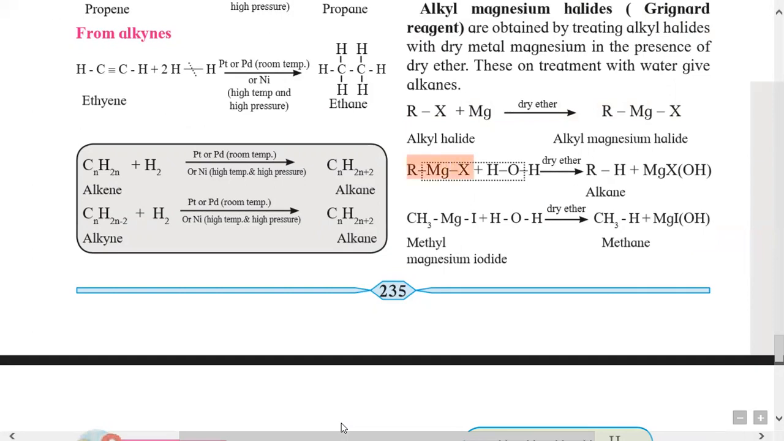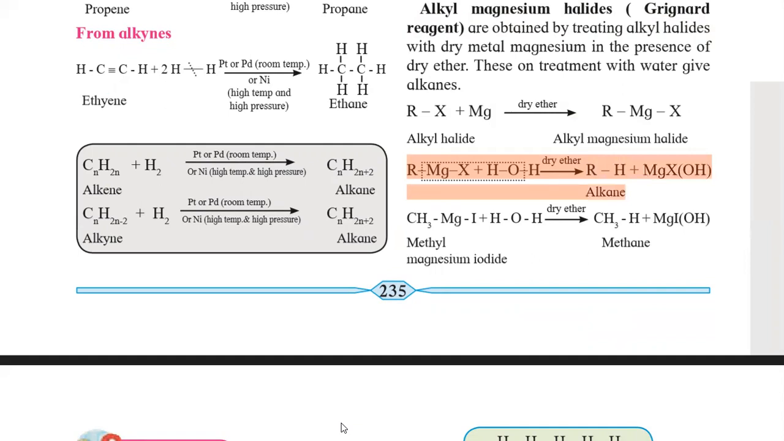We know Grignard's reagent is RMgX. When treated with H2O, that is water, in the presence of dry ether, then the MgX part from the Grignard's reagent and the OH group from H2O give the side product MgXOH. It's a magnesium complex, and the remaining part R, an alkyl group, reacts with the remaining hydrogen and gives RH. And we know RH is the general formula for alkane.